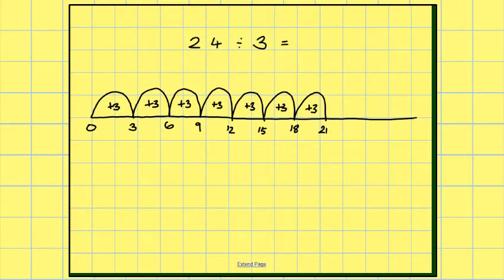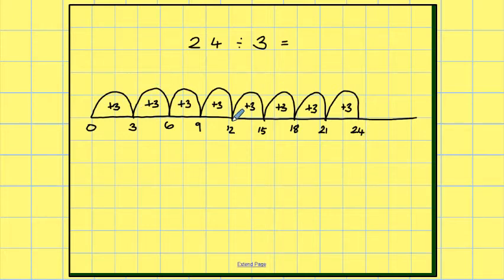Can I do another jump of 3? Now you could roughly work this out in your head. 21 plus 3 would take me to 24, so I'm fairly safe. There we go. So I can do another jump of 3, and that takes me up to 24.